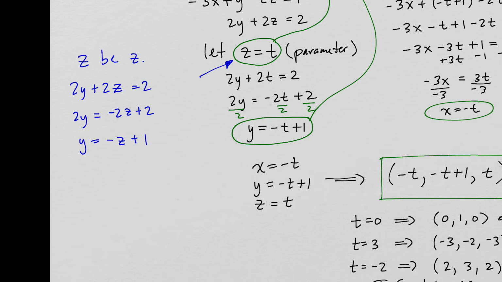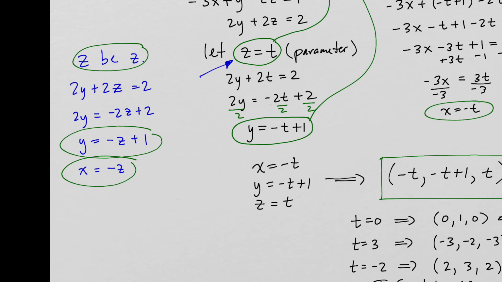And then if you plug both of those in the first equation, you will find that x is equal to negative z. So they let z be z, y will be negative z plus 1, and x will be negative z. And if you do this, your solution will be negative z, negative z plus 1, and z.